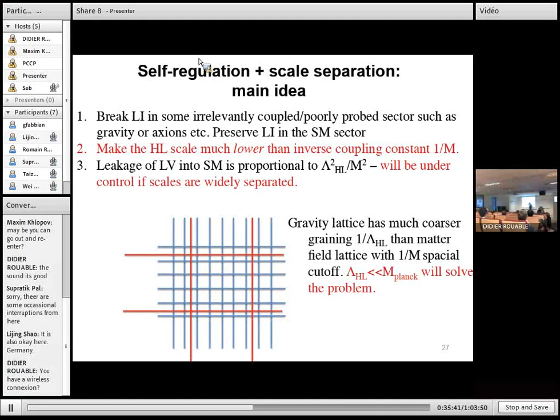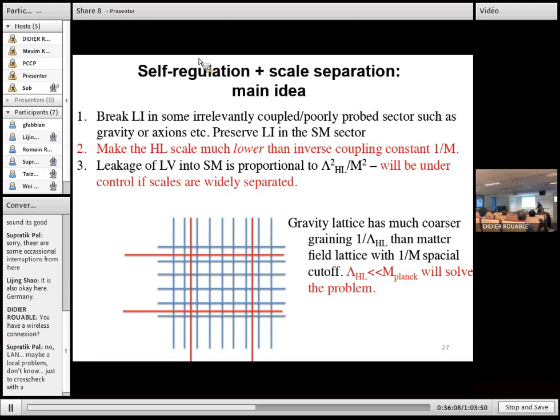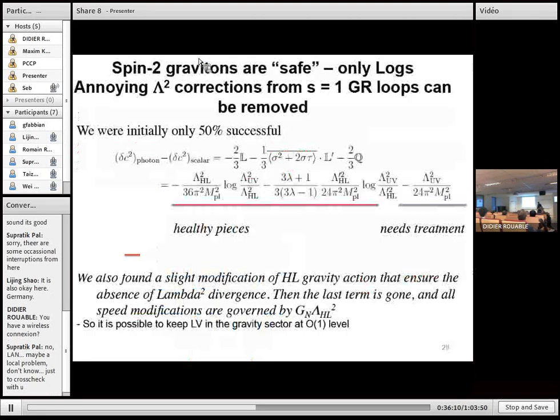And then the gravity lives on a much coarser lattice, if you like, and the size of that thing is 1 over lambda Horava-Lifshitz. The good thing is that all the gravitational loops saturate this Horava-Lifshitz scale. And their interaction with the standard model is, of course, suppressed by G Newton.